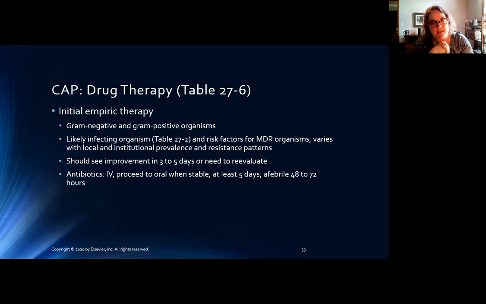Ideally, when you've got some empiric or some antibiotic therapy, they should be seeing improvement in 3 to 5 days, or they need to come in and be reevaluated. And normally what happens is, for the super sick people in the hospital, we'll start them IV and proceed to oral when we're stable before they even discharge. In an ambulatory care setting, we'll have them start with oral. The rules are you need to be having antibiotic therapy of some sort for at least 5 days and without fever for 48 to 72 hours, depending upon what you have going on, what your doc's comfort level is, and the patient's history.